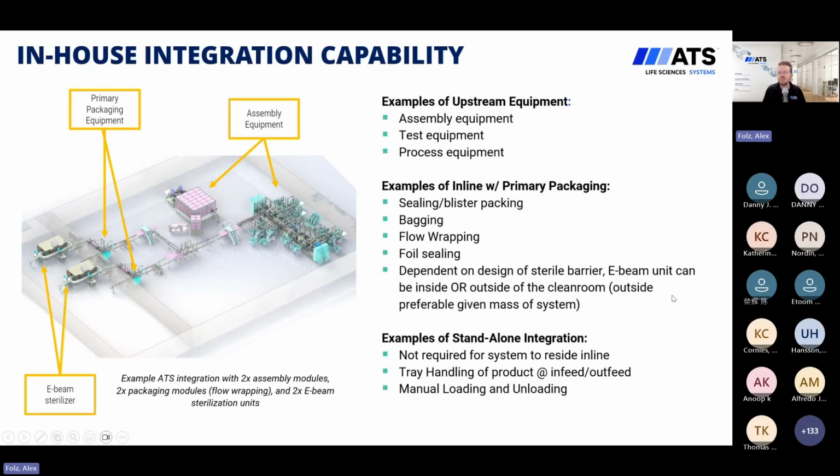So in addition to going in line with primary packaging and assembly equipment, it is also possible to integrate this solution as a standalone system, right? So it's certainly not required for this to reside in line. Here you could have, say, for example, tray handling of product at the in-feed and out-feed. You can imagine the robots I had shown earlier picking parts from trays, loading parts back into trays. You could provide parts from a feeder bowl. You could have an operator loading parts to the electron beam sterilizer. You could even have tray in-feed and out-feed going to another conveyor for secondary packaging downstream. A lot of different ways to integrate this style of system into your manufacturing flow here.